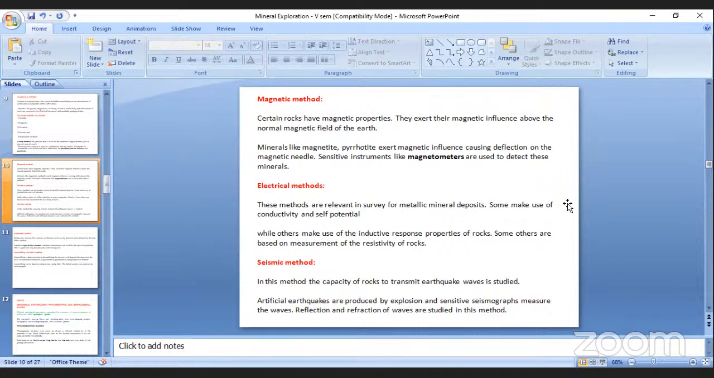In the electrical method, these methods are relevant to the survey for metallic and mineral deposits, and they make use of conductivity and potential. Yes, how is it possible? For example, if you can see here, this electrical conductivity method is again of two types. One is the Schlumberger method, and the second one is the Wenner method. Both are similar, but the way the current passes into the earth's surface, under the surface of the earth, differs.